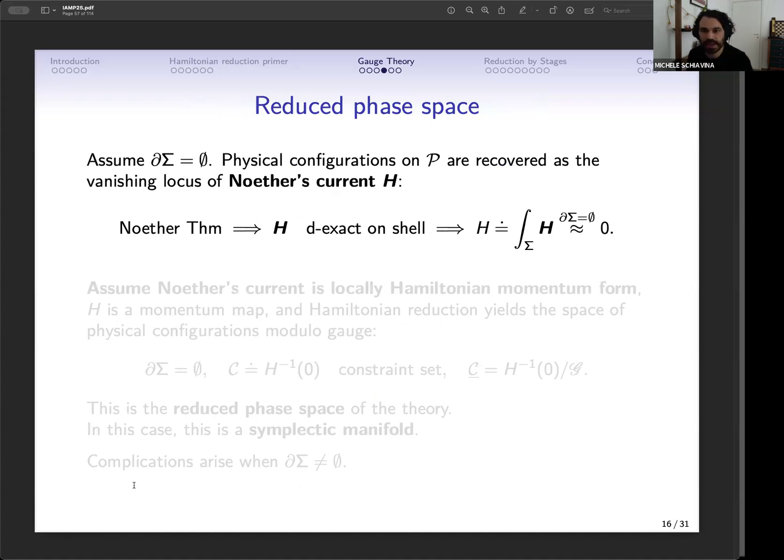Good. So if the boundary of this surface sigma is empty, we can recover physical configurations on P as the vanishing locus of Noether's current, which in good cases is going to be exactly this H. Here I'm merging two concepts a bit. Noether's theorem is going to tell me that H is exact on shell. This is Noether's theorem. And if the boundary is empty, this is the same as asking that the integral of the density H must vanish.